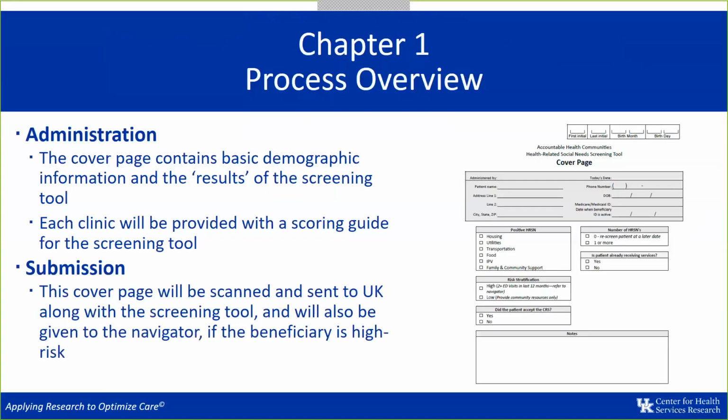Each beneficiary who completes a paper screening tool will also need a cover page, which ensures that UK can track their responses and properly enter it into the data system. This page contains demographic information as well as the results of the screening tool. This page will be scanned or faxed and sent to UK along with the screening tool. If a beneficiary is eligible for navigation, the original copy will be given to the navigator.